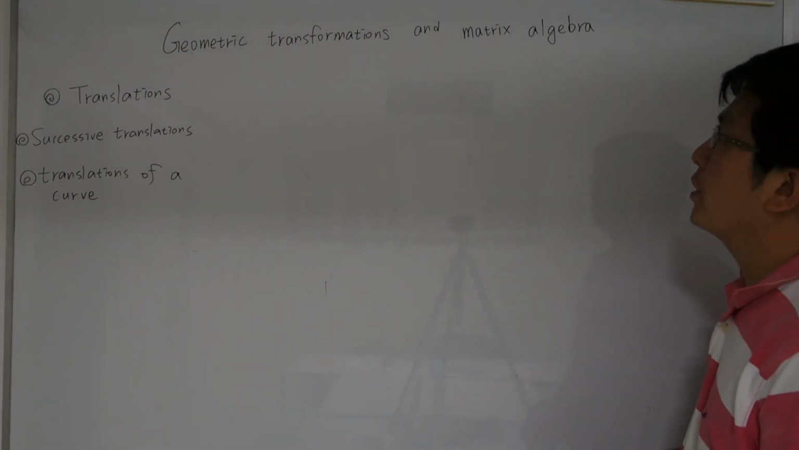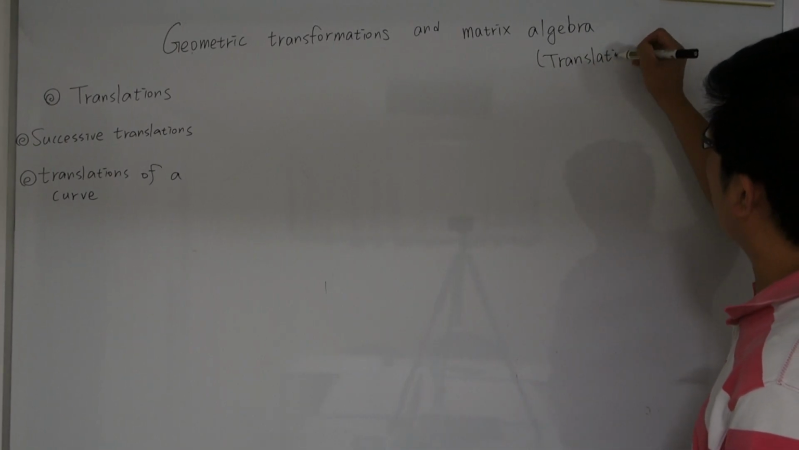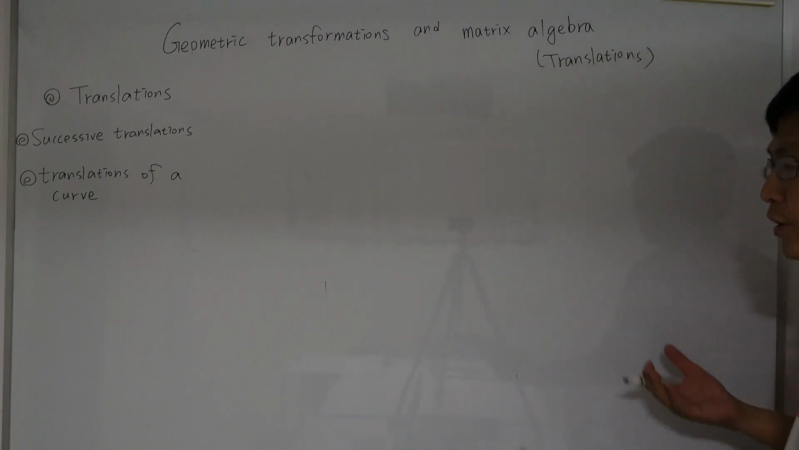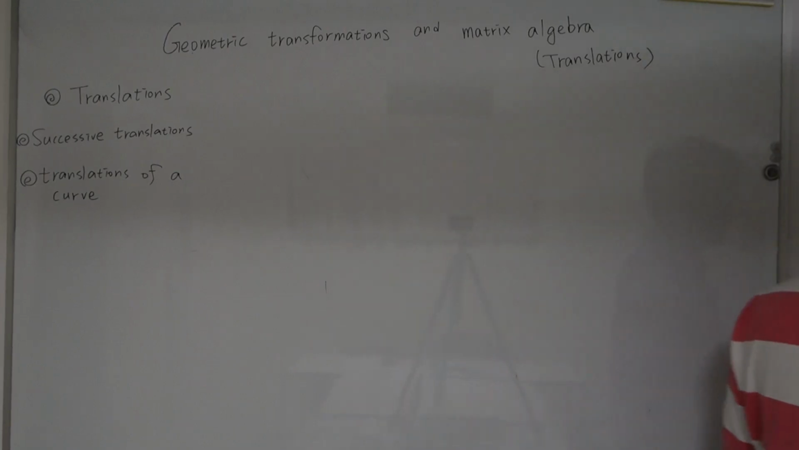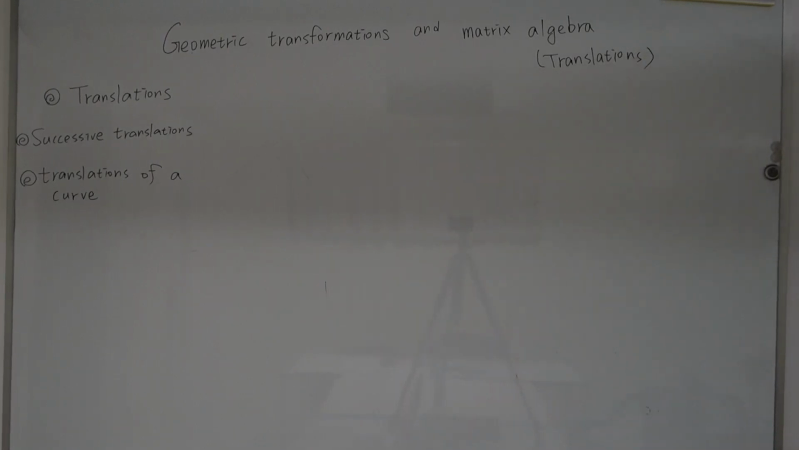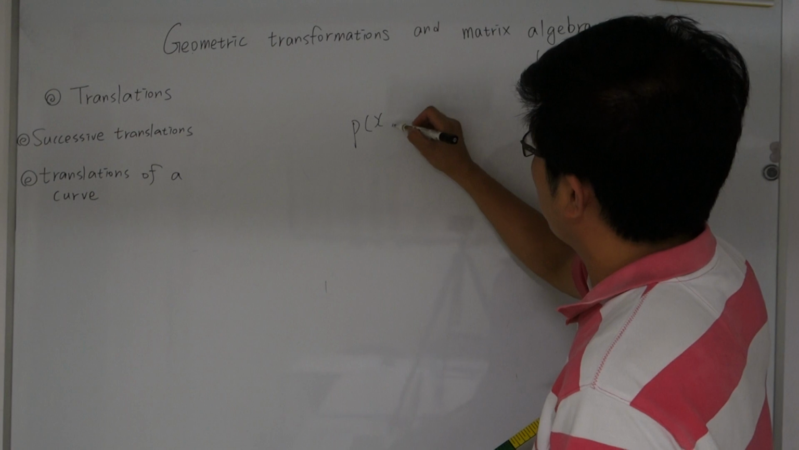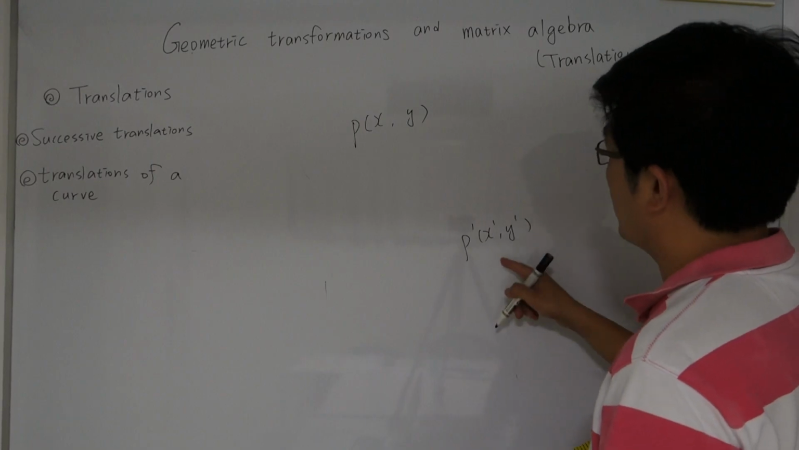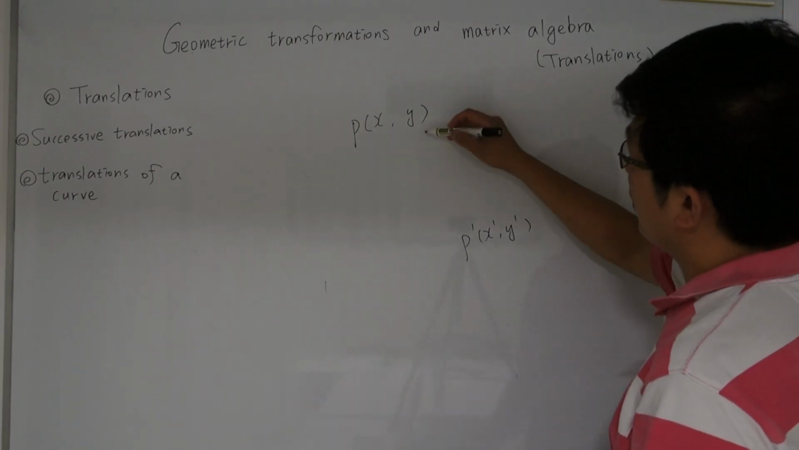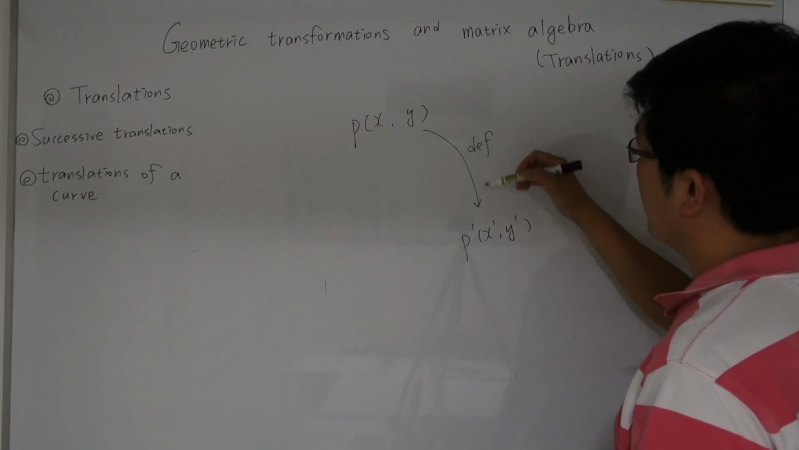Okay, now we talk about translations. What is called translation? Translation is one kind of transformation, right? But remember, when we are talking about transformation, suppose P is the original point, and P prime is a new point, the image point, right? And when we do a transformation, we will give a definition, right?